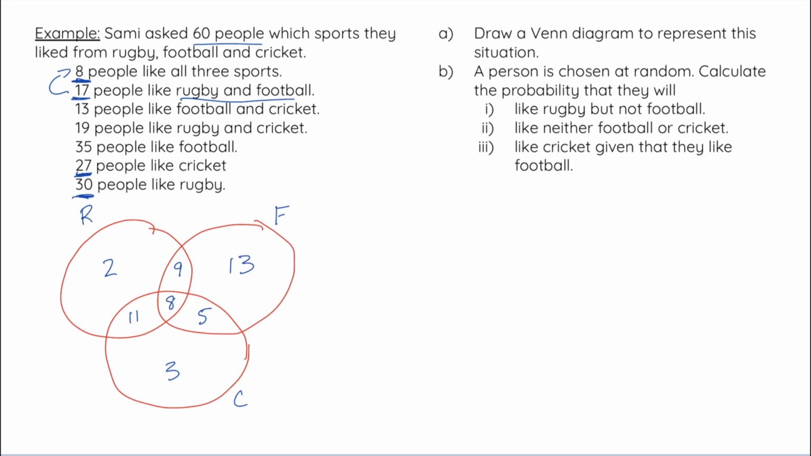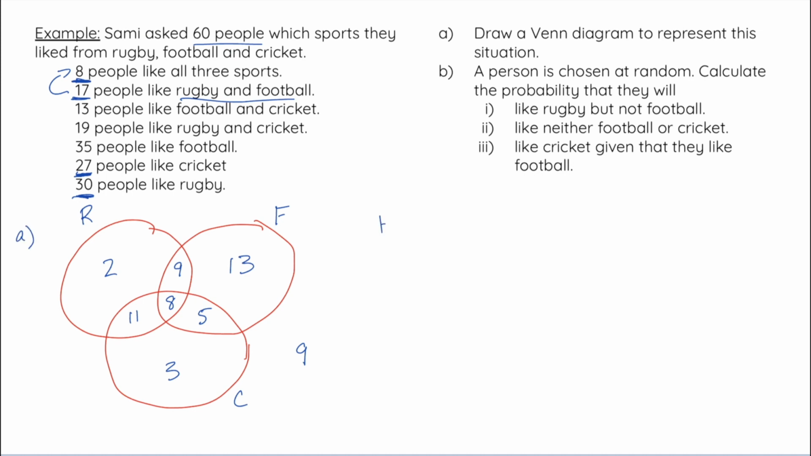Now the last thing we have to do is find out if there's anybody who doesn't like any of the sports. And what we're going to do for that is add up all the people in these 3 circles. And if we do that, we get 51, which means that if there's 60 people in total, there are 9 people who don't like any of the sports. Great, so that's our completed Venn diagram.